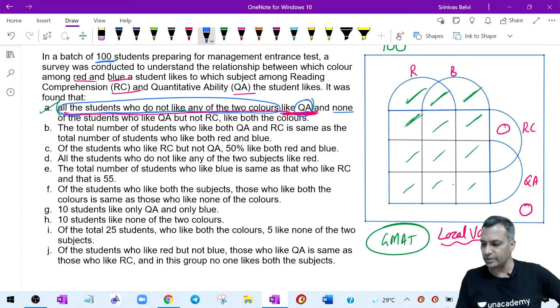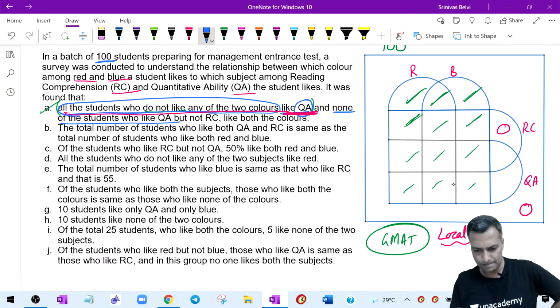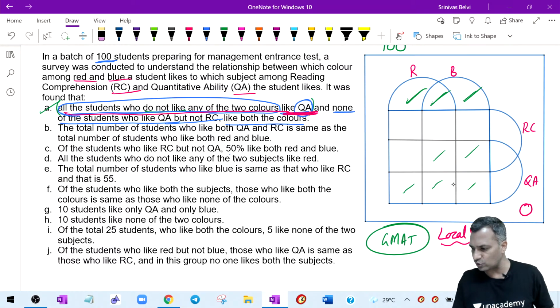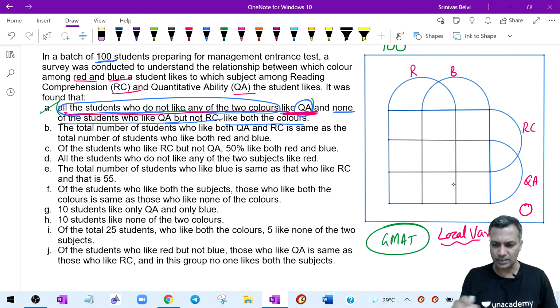None, continuing that statement. None of the students who like QA but not RC like both the colors, right? None of the students who like QA. What do you mean by none of the students who like QA but not RC? Let's understand this.